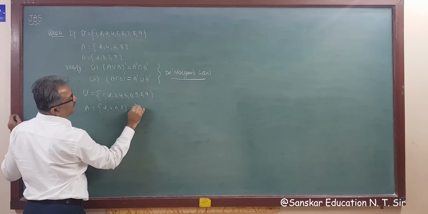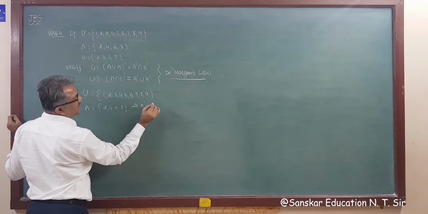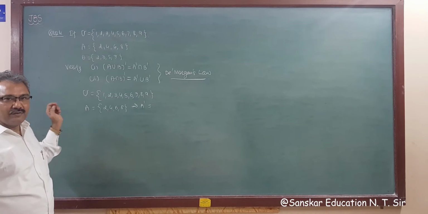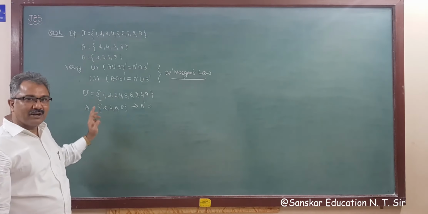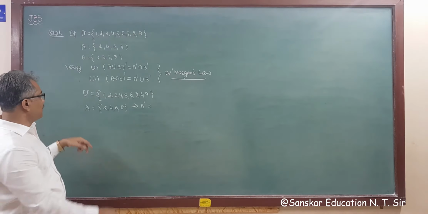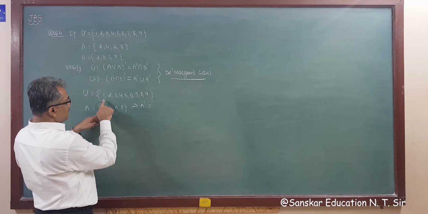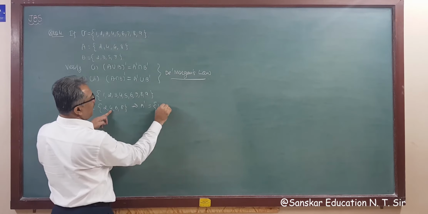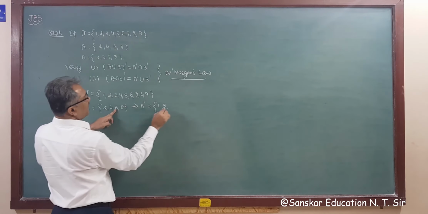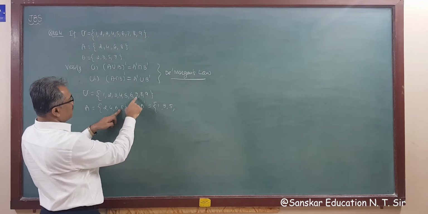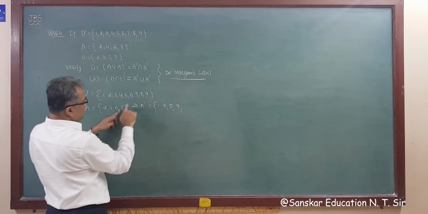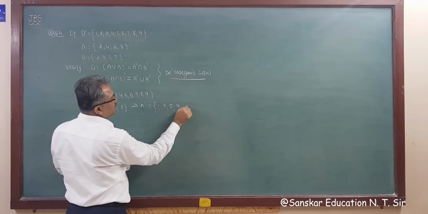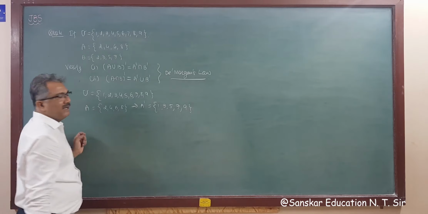So the complement of this set, that is A dash. A dash means the set of all elements of U which are not in A, right? So 2 is here, so no 1. 1, 2 is here, no 3. 4 is here, no 5. 6 is here, no 7. 8 is here, no 9. So these are the elements of A dash.